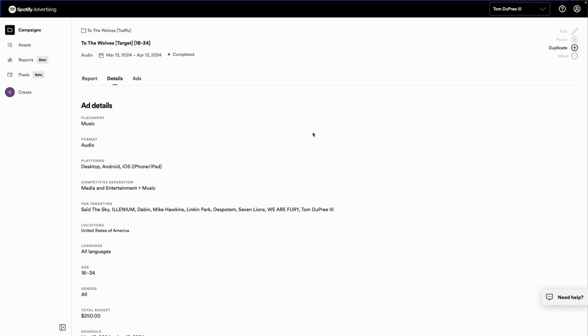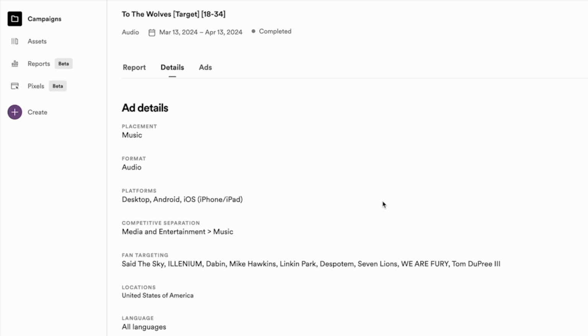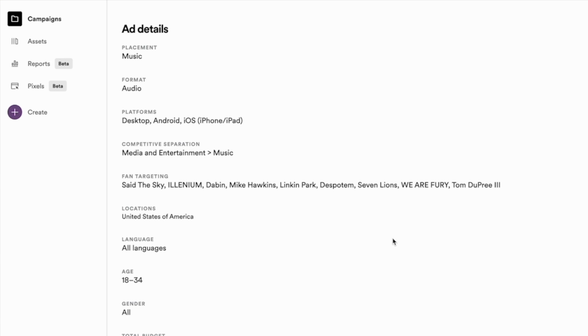So let's start in the first place with the setup. First up are the details for my ad campaign that I ran inside of Spotify's ad platform. Underneath the ad details section here, you can see I used the music placement. The format was audio. I did desktop, Android, iOS, media and entertainment. And here's the part that really matters the most, right?